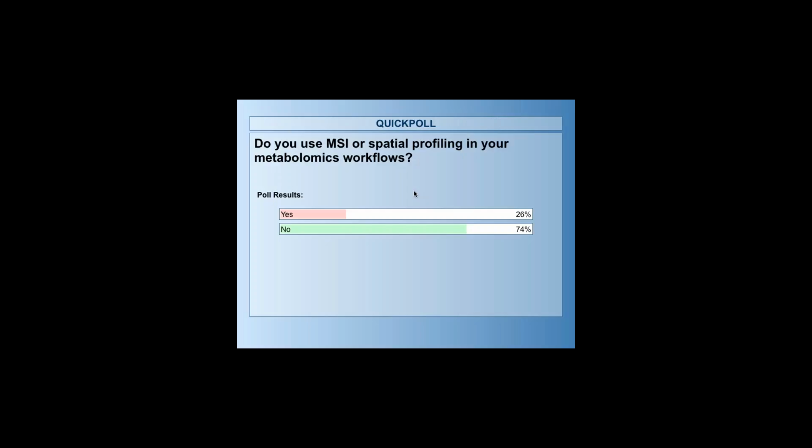So here it looks like a clear majority of the people are not using MSI or spatial profiling in their metabolomics workflow. Is that surprising to you, Peter? No, not at all. I think that's reflected in the community. So that makes a lot of sense. I think it's becoming more popular, so I would have been interested if we started this poll 10 years ago, to see how much it's creeping up.